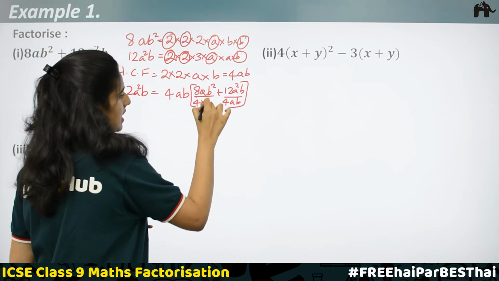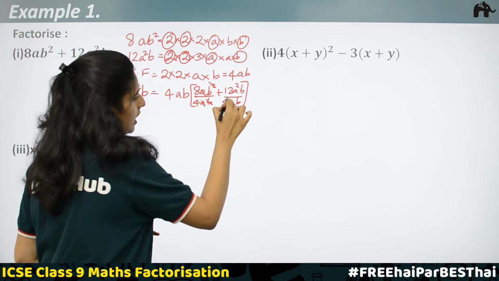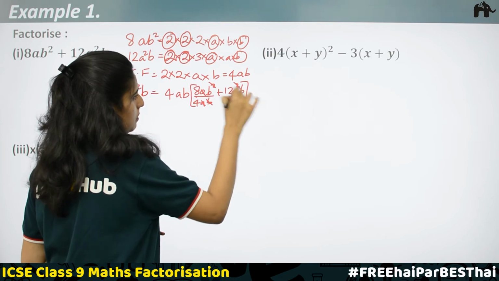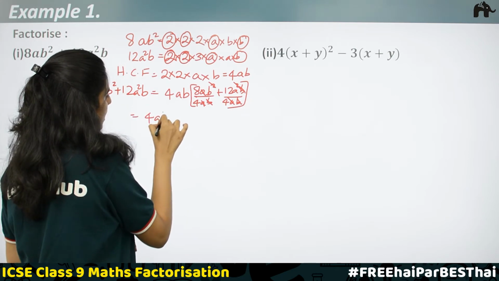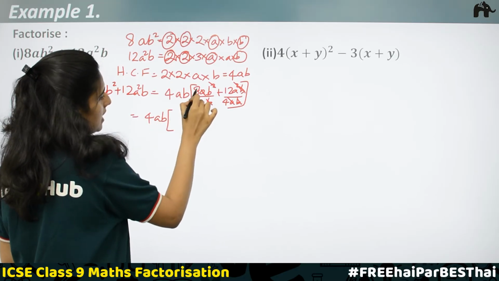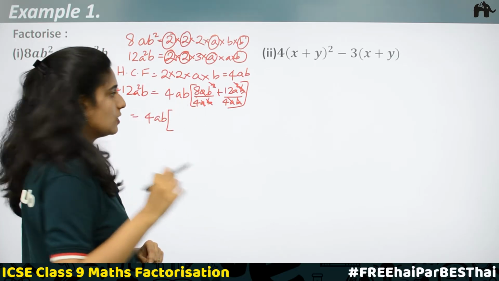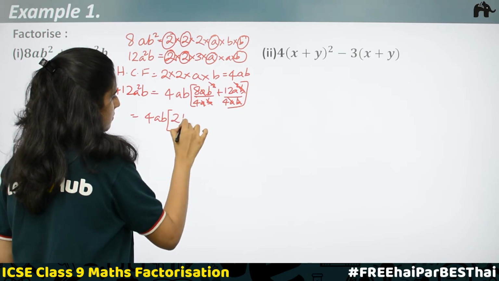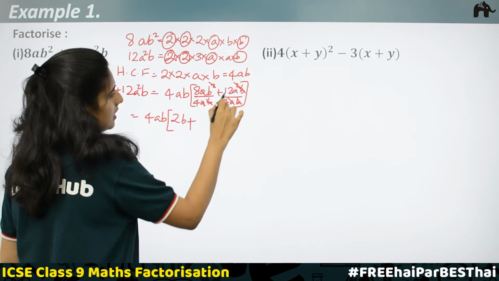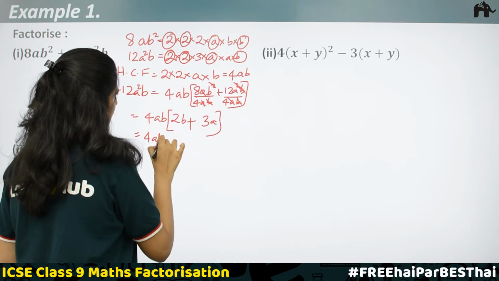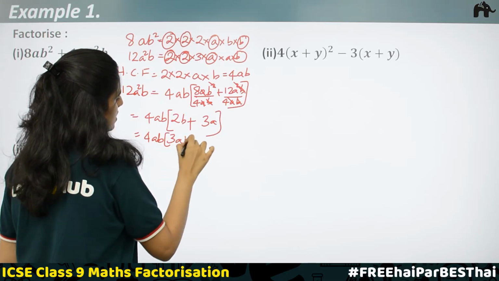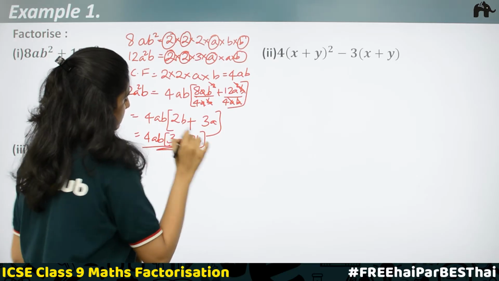A can be cancelled. B and the square can be removed. A and the square can be removed. B can be cancelled. Then what you are having? You will be having 4AB into 8 divided by 4 is 2, 2 into B, plus this is 3 into A. So, you will be getting 4AB into 3A plus 2B. This is the final answer.